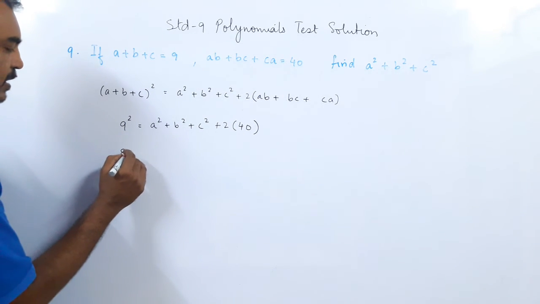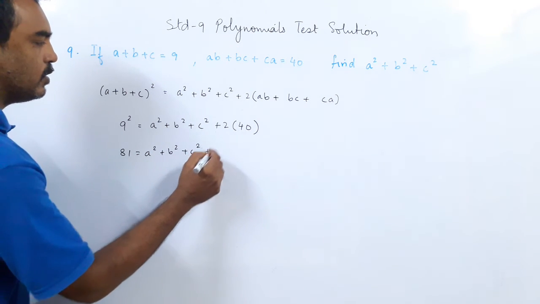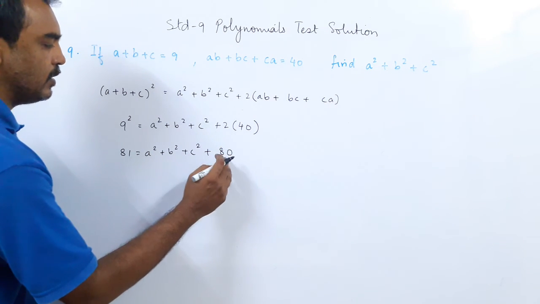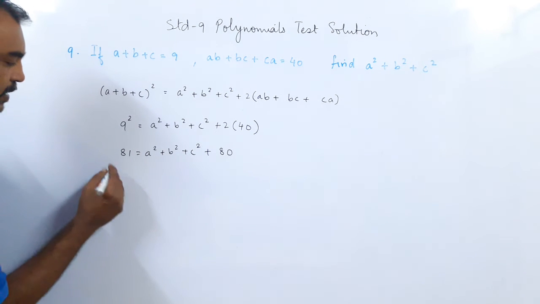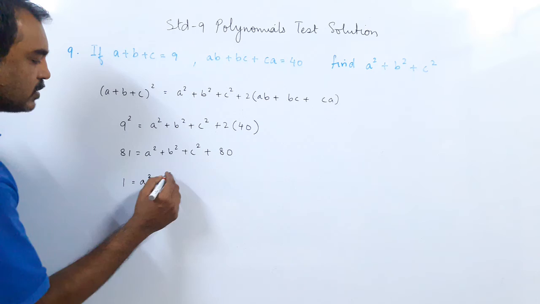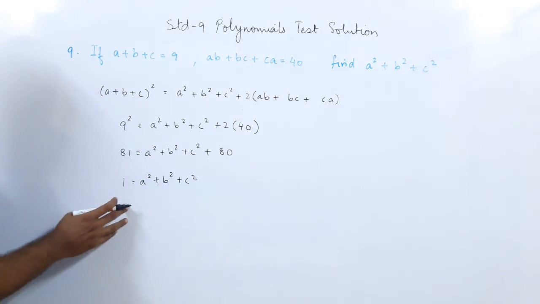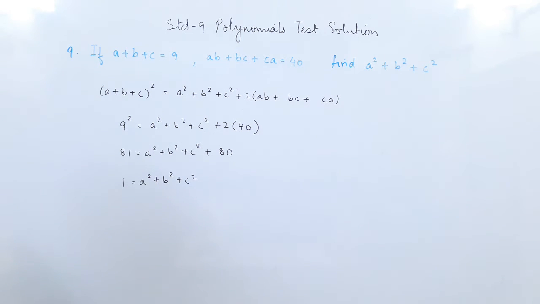So 9 square is 81 equal to a square plus b square plus c square plus, 2 into 40 is 80. If you take the 80 on this side, then 81 minus 80 is 1. So 1 equals a square plus b square plus c square. The value of a square plus b square plus c square is equal to 1. I have asked this sum for 4 marks, a very simple sum.